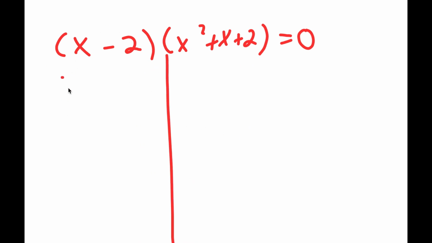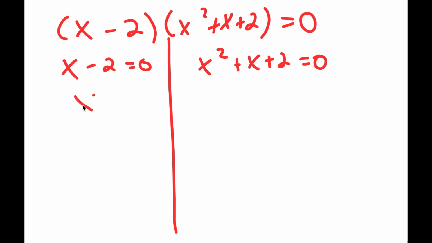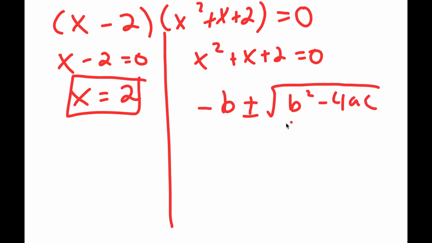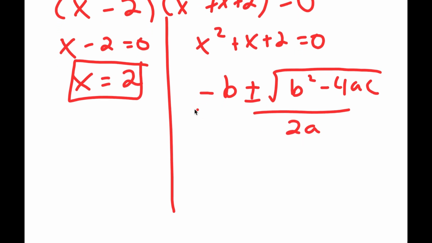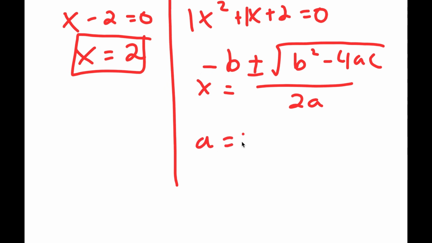So now to solve this, I get two equations. I get x minus 2 is equal to 0, and I get x squared plus x plus 2 is equal to 0. So for x minus 2 equals 0, x is obviously equal to 2. That's a simple equation. And now for x squared plus x plus 2 equals 0, I'm going to use the quadratic formula, which is negative b plus or minus the square root of b squared minus 4ac all over 2a. So in this case, a is 1, b is 1, and c is 2.